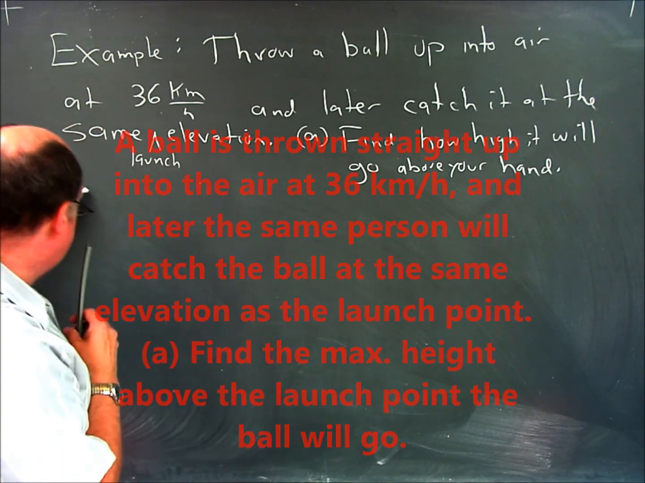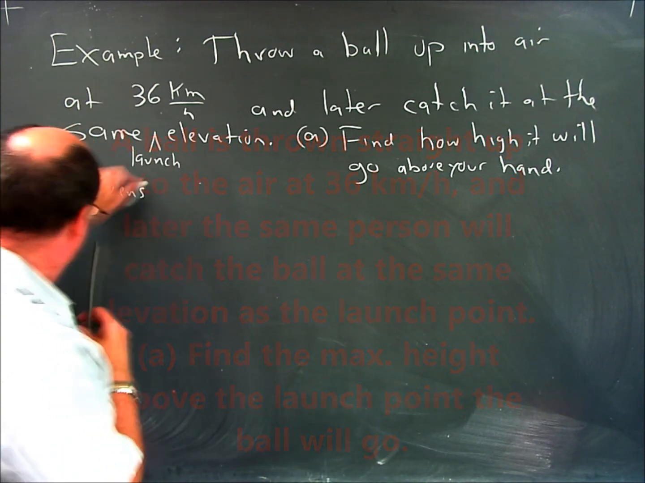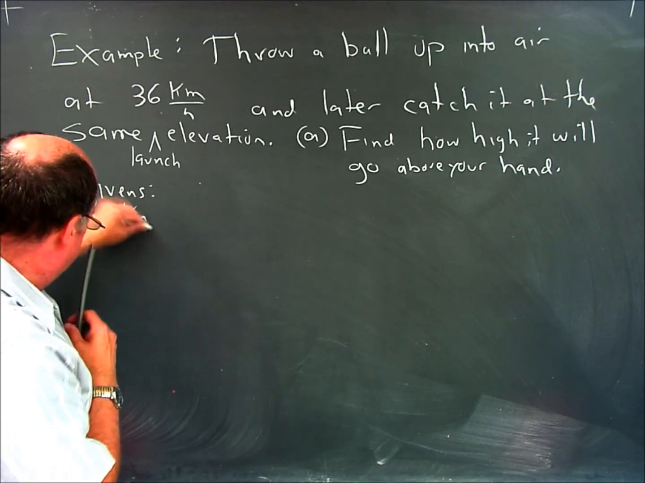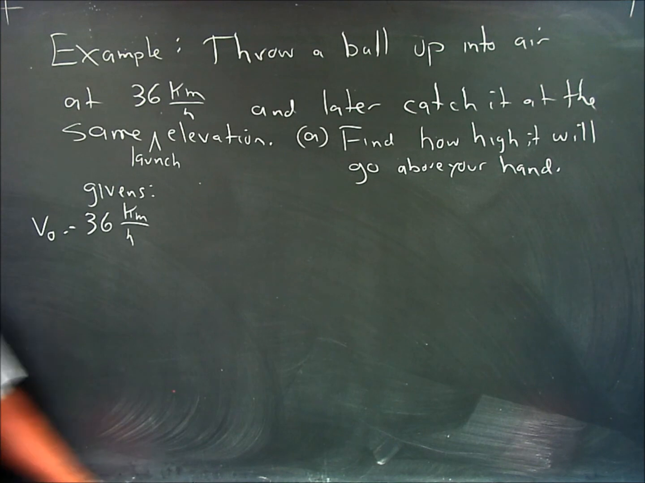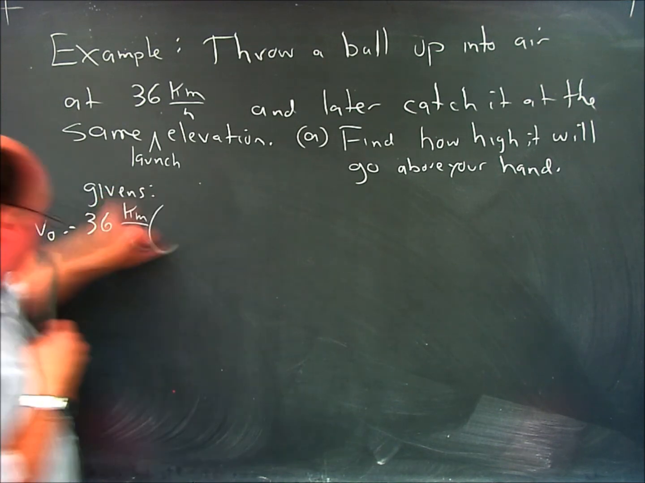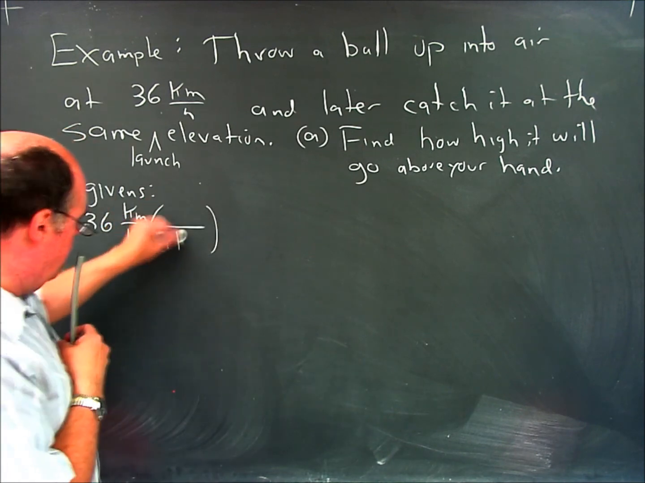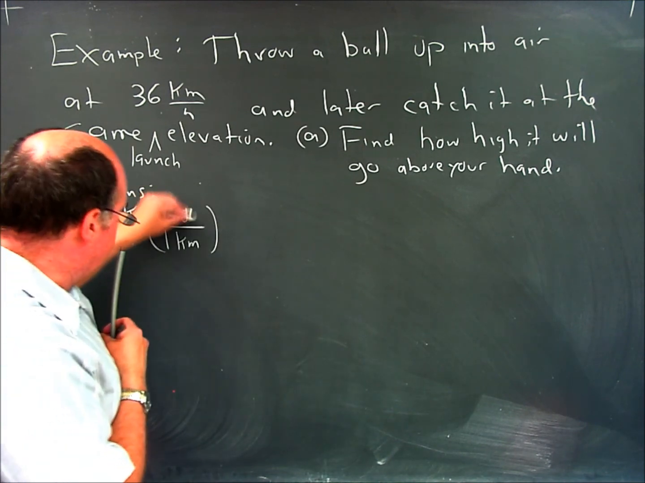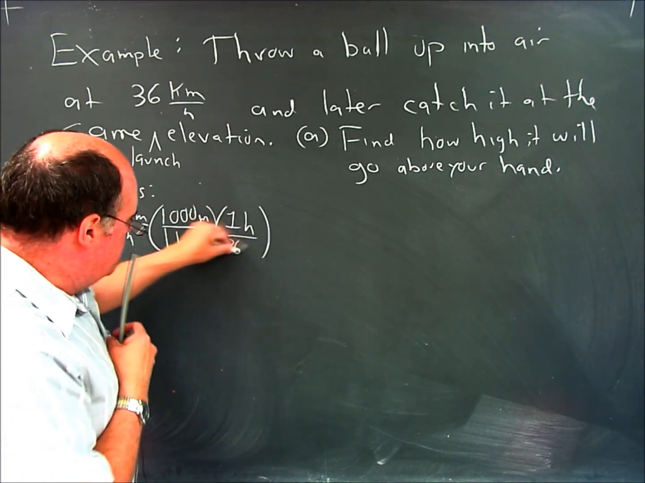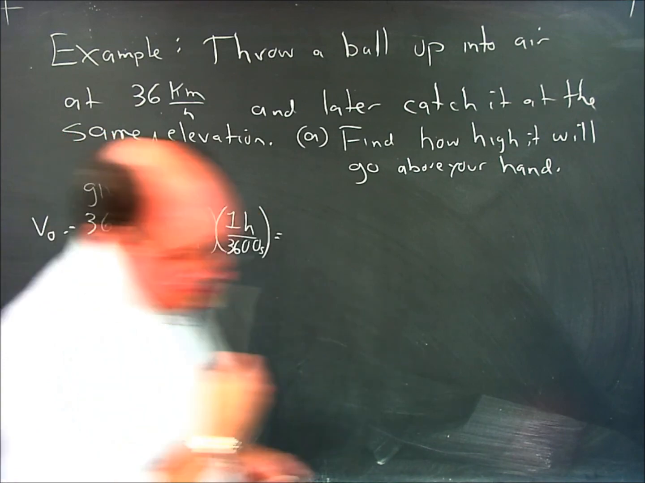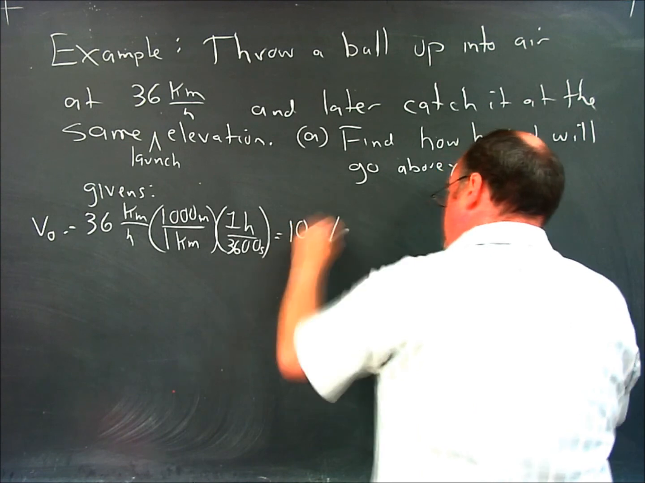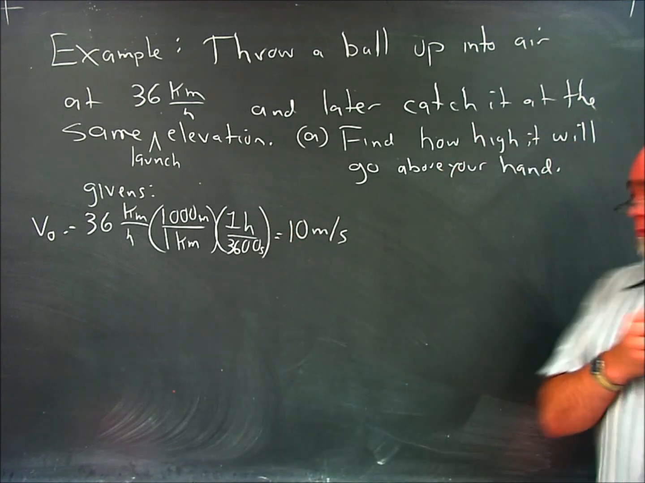So if we write down our givens, V initial is 36 kilometers per hour. We have to convert that into standard units. We can't be using these type of units. So to convert it, I would say in 1 kilometer, we have 1,000 meters. And I would say in 1 hour, we have 3,600 seconds. And if I plug that in, it's going to come out to be 10 meters per second. So my initial launch speed is 10 meters per second.